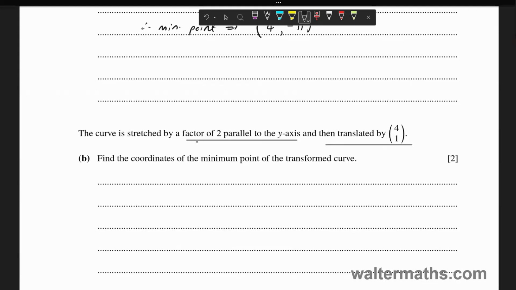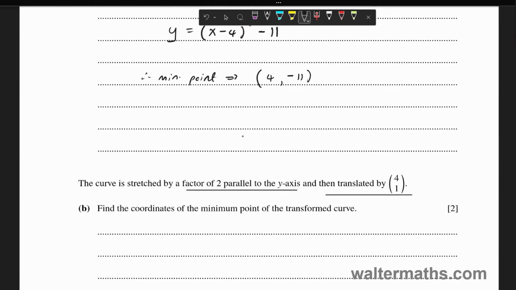All right. So remember the minimum point is (4, -11). After the first transformation, we know that if it is stretched parallel to the y-axis by 2 units, we multiply the y coordinates by 2. So after the first transformation, we'll be having (4, -22).